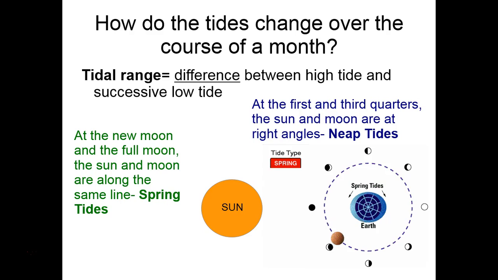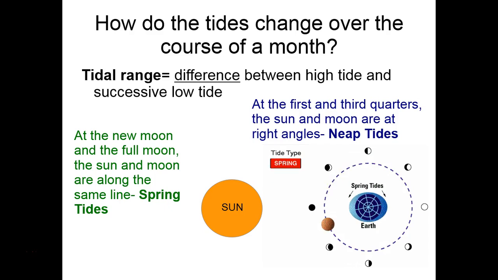Okay, so how do the tides change over the course of a month? First we need to know the definition of the distance between a high and a low tide. We call this tidal range. Again, tidal range means the difference between the high tide and the successive low tide. So it's basically how far away the low tide is from where the high tide hit the beach.